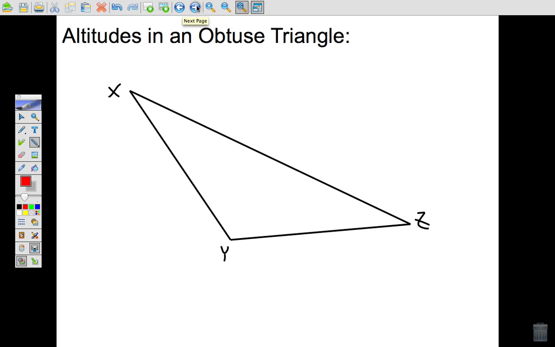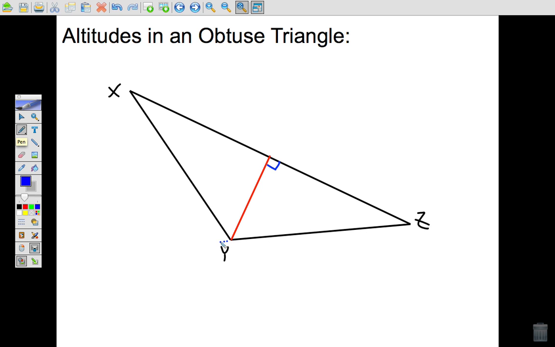So let's start with vertex Y. I'm going to draw an altitude such that it's hitting the opposite side so that it forms a right angle. Now that altitude is inside, isn't it? Now what's going to happen if I want to draw an altitude from X? Well, this is where it becomes a little different.